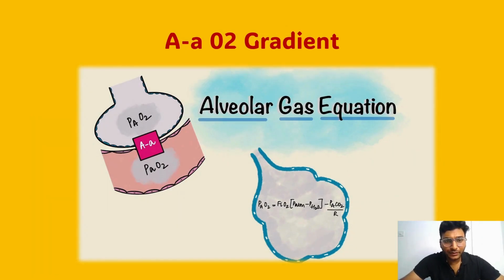So the next mode of assessing the severity is based on the alveolar arterial oxygen gradient. You can see in this diagram, this is the alveoli, where you can see the partial pressure of oxygen within the alveoli. This is the partial pressure of oxygen within the artery, and there is a gradient through which the oxygen is diffused along the membrane into the artery, right?